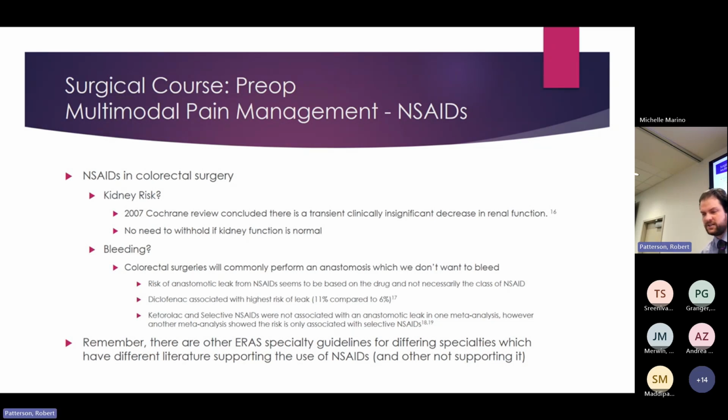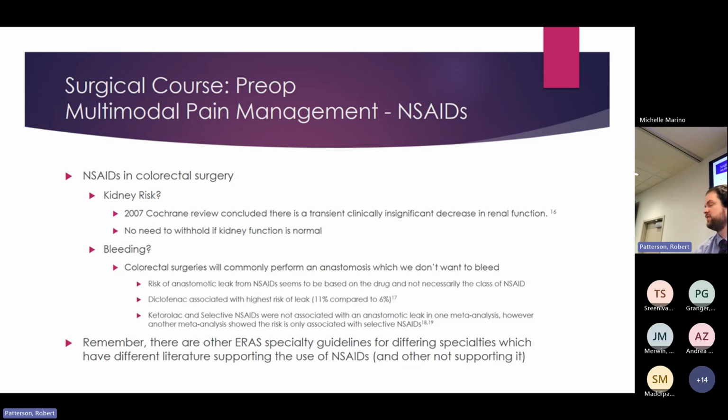So with bleeding, diclofenac was associated with the highest risk of leak. And then ketorolac and selective NSAIDs weren't associated with anastomotic leak in one meta-analysis, versus another meta-analysis that showed the risk was only with selective NSAIDs. So the literature out there is kind of up in the air about it. Overall, at this institution, it's currently avoided for those reasons. I do believe that there needs to be a couple more studies released on what exactly we can give in that regard. With kidney risk, there's no need to withhold if kidney function is normal, if you're only basing it off that criteria. And then also, this doesn't cover all ERAS guidelines throughout all subspecialties.